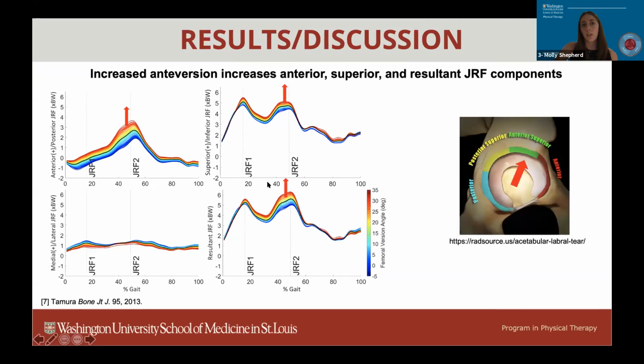The increased anterior and superior components are especially of interest as labral damage most commonly occurs in the anterior-superior region in patients with hip dysplasia. This suggests that increased anteversion may be contributing to the damage seen in dysplastic hips.